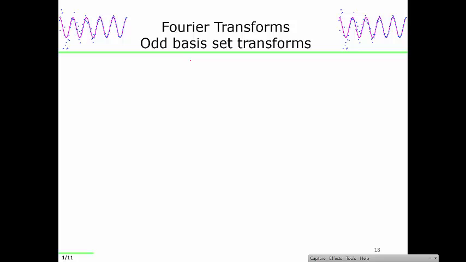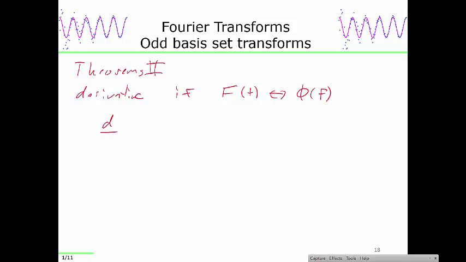So the next theorem in this section on theorems part 2 is the derivative. And we've already covered that one. Basically, if f of t is a Fourier transform pair partner with phi of f, then d dt of f of t equals i 2 pi f phi of f.